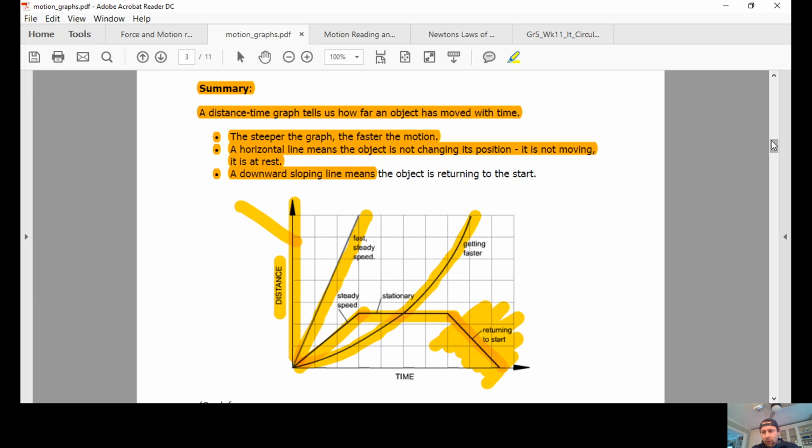Tomorrow we'll tackle speed graphs, and this is where we really start to differentiate between the two, and understanding that distance and speed are not the same thing, even though there is a correlation, a link of information there that does coincide with one another.